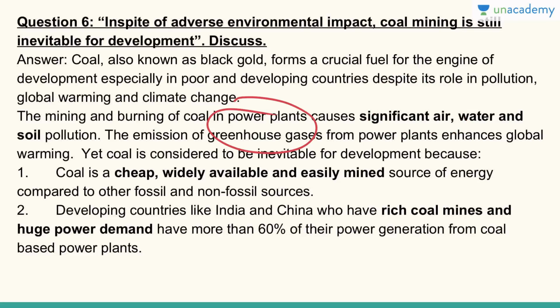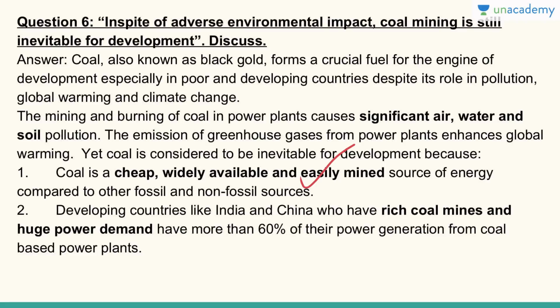and the emission of greenhouse gases from power plants, they enhance global warming. So that point is also correct. Yet coal is considered to be inevitable for development. Why? Because coal is dirt cheap, it is widely available, it is an easily mined source of energy compared to other fossil and non-fossil sources. So this point is 100% well taken.